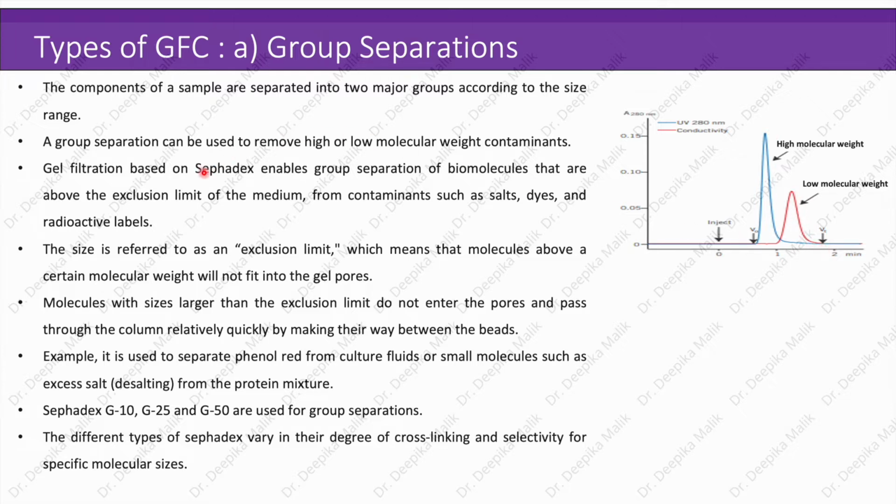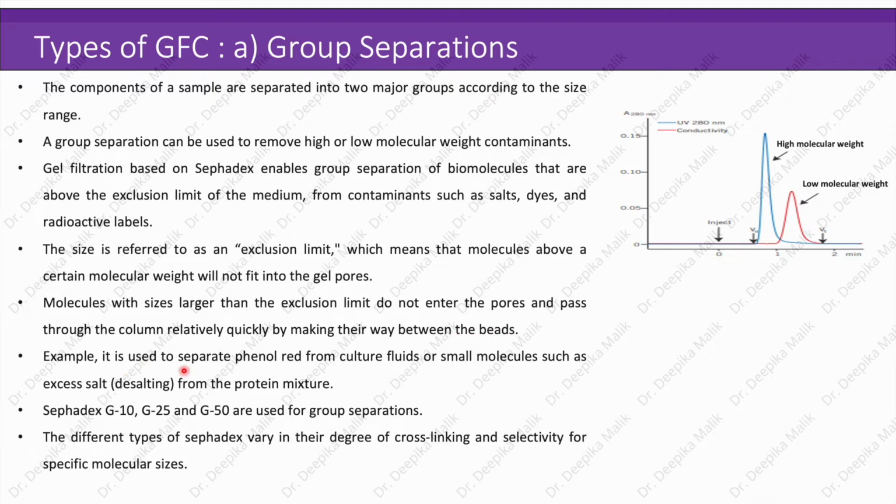Gel filtration based on Sephadex enables group separation of biomolecules that are above the exclusion limit of the medium from contaminants such as salt, dyes and radioactive labels. The size is referred to as the exclusion limit, which means that molecules above a certain molecular weight will not fit into the gel pores. Molecules with sizes larger than the exclusion limit do not enter the pores and pass through the column relatively quickly by making their way between the beads, that is, through the void volume or interstitial spaces.